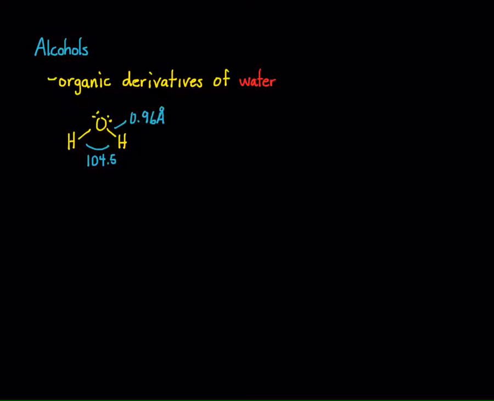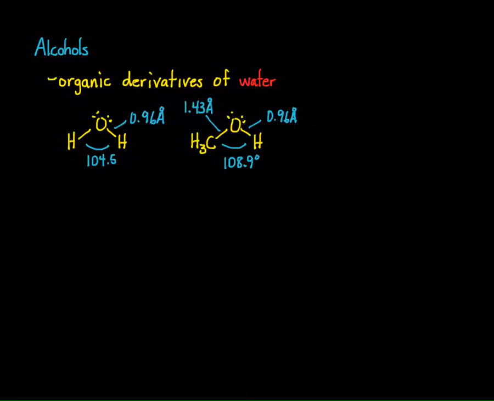If I compare this to methanol, where we essentially substitute one hydrogen with an alkyl group, a methyl group, what does that methyl group do to the structure? Well, it certainly increases that bond angle a little bit to 108.9 degrees because the methyl group is taking up more space. Notice the oxygen-hydrogen bond length is virtually the same, but the carbon-oxygen bond length is considerably longer at 1.43 angstroms.